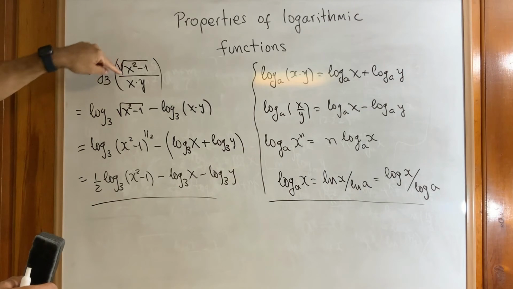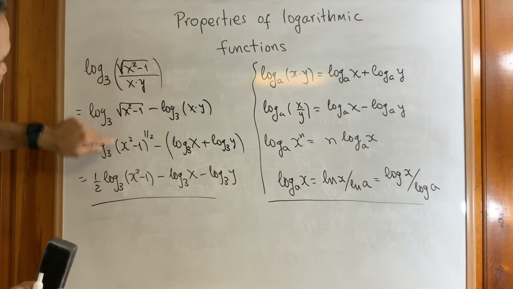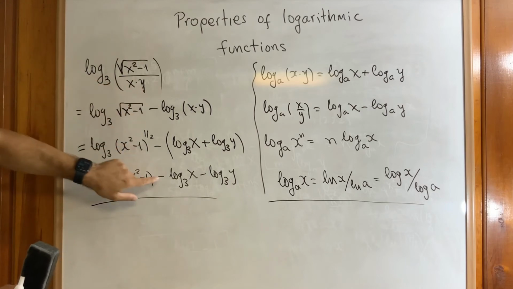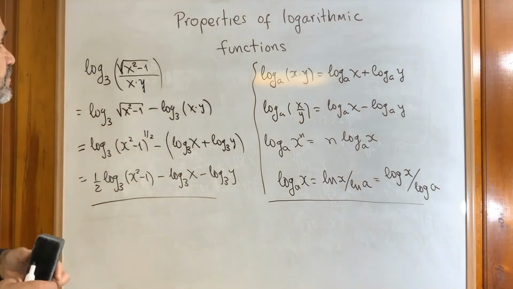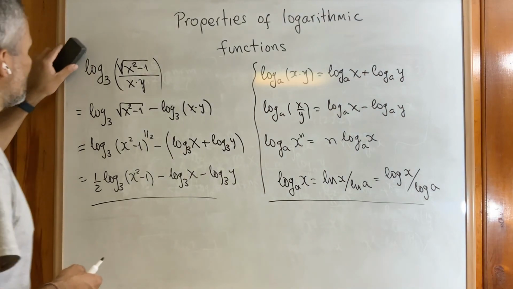This square root gives us this half, and it's positive because it's a numerator. This is part of the denominator, that's the reason of the two negatives. Let's do another example.